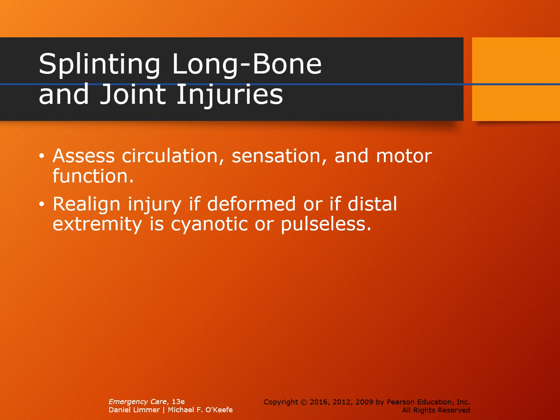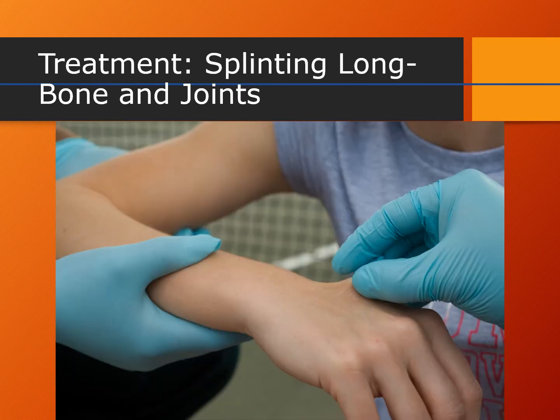So as we assess our patient before we splint, we need to assess for CSM, as we talked about, circulation, sensation, and motor function. And we also want to try to realign if the injury is deformed or if the distal extremity is cyanotic, meaning that it's bluish in color or pale, or if it's pulseless. And again, for the 1000th time, follow your local protocols. As you can see here, we're looking at what appears to be a skin turgor test, and what they're doing is they are assessing the circulation, sensation, and motor function of the injury site, or of the distal part of the extremity from the injury.